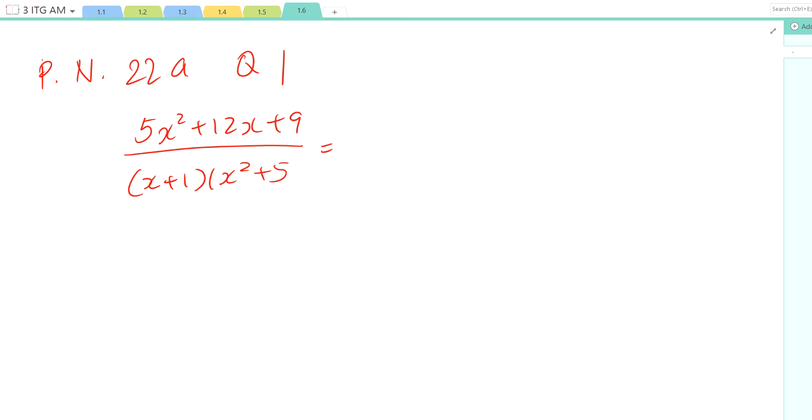Is this a proper fraction? Yes, it is. So this is a proper fraction. Next step, I want to rewrite it into partial fractions. A over x plus 1 plus, since x squared plus 5 cannot be factorized, I am going to have x squared plus 5 in the denominator. Numerator will be bx plus c.